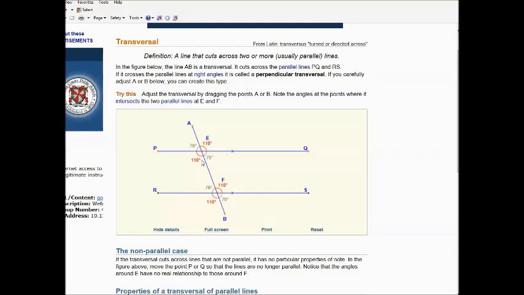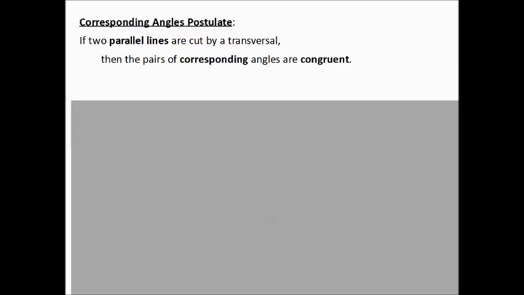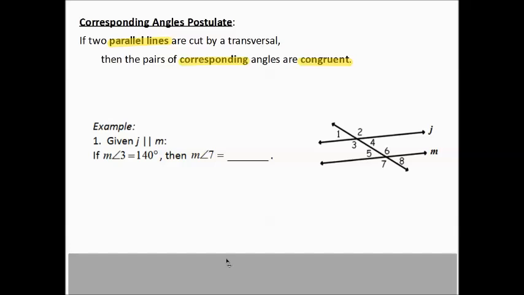So let's take this to our notes, beginning with the corresponding angles postulate. If two parallel lines are cut by a transversal, then the pairs of corresponding angles are congruent. The corresponding angles are congruent. Let's look at how we use that in an example.